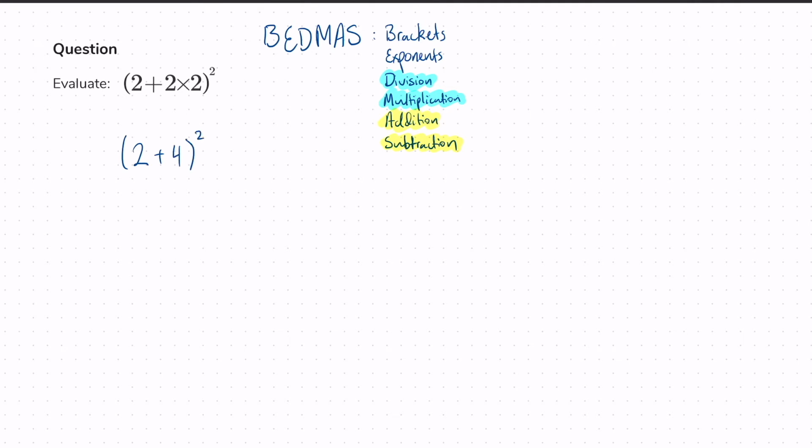I've still got a bracket here, so I have to do the next step, which is addition. 2 plus 4 is 6. Now my brackets are finished. There's nothing else I can do in there, so I move down through BEDMAS to E, exponent. 6 to the power of 2 is 36. Nothing left to do. The answer is 36.